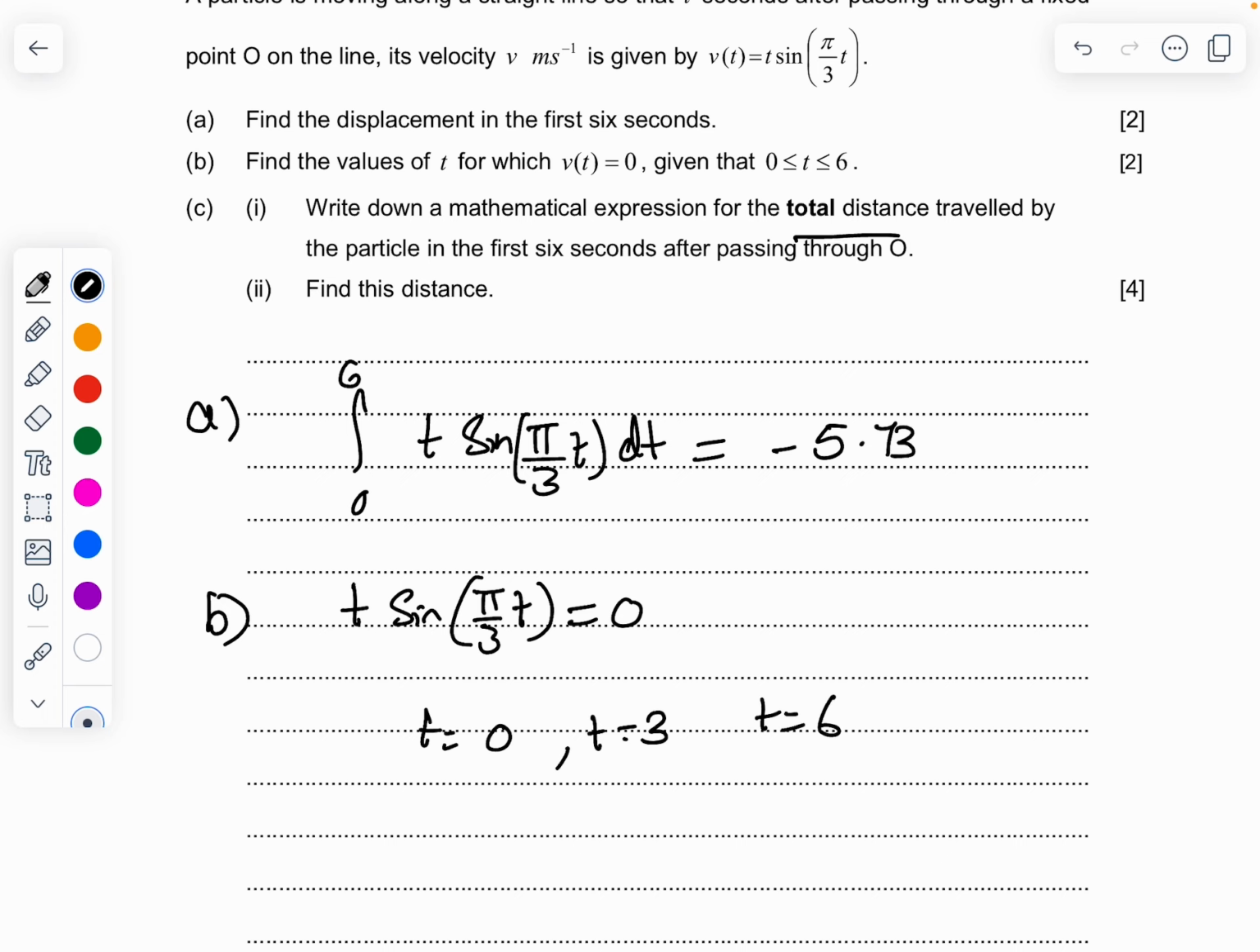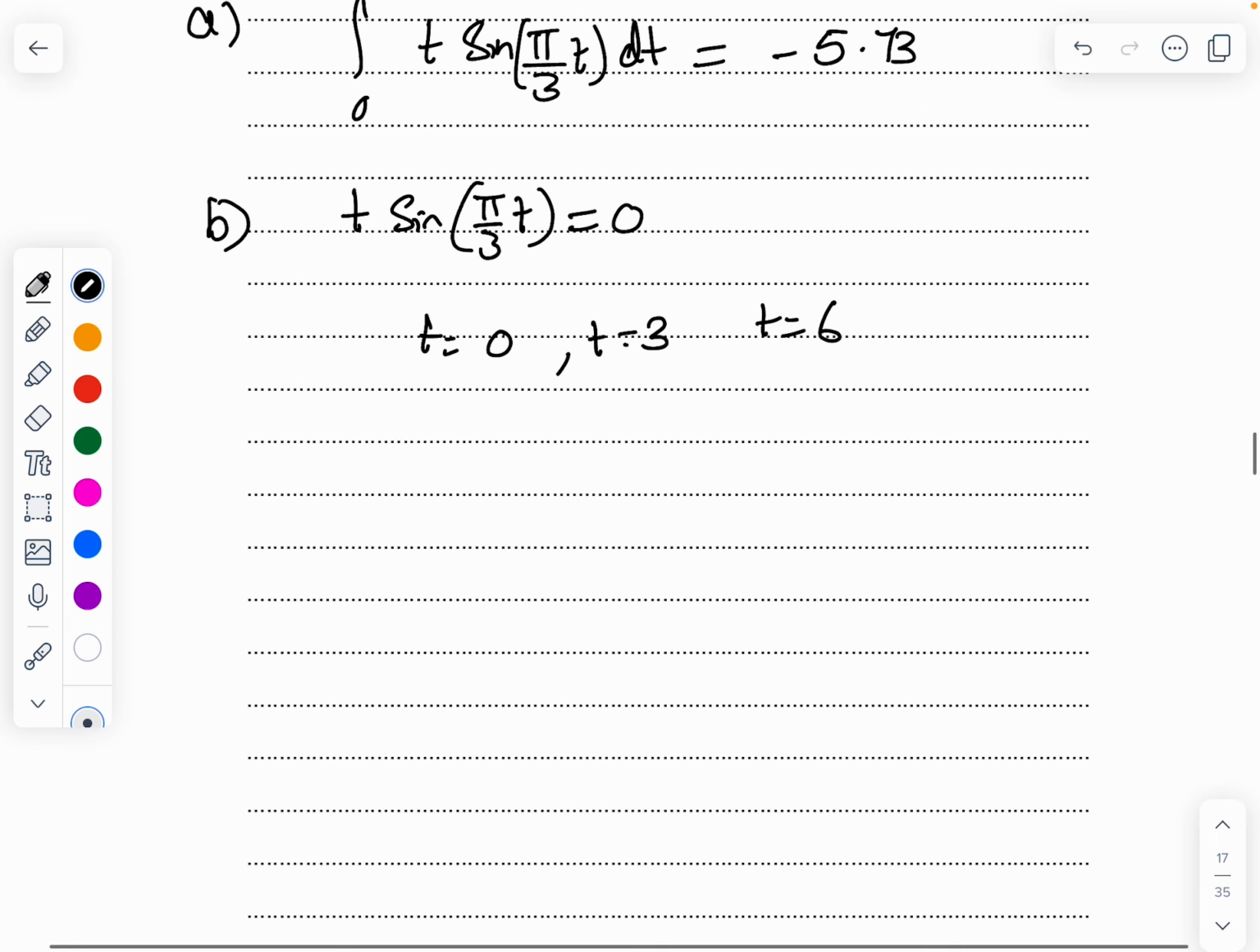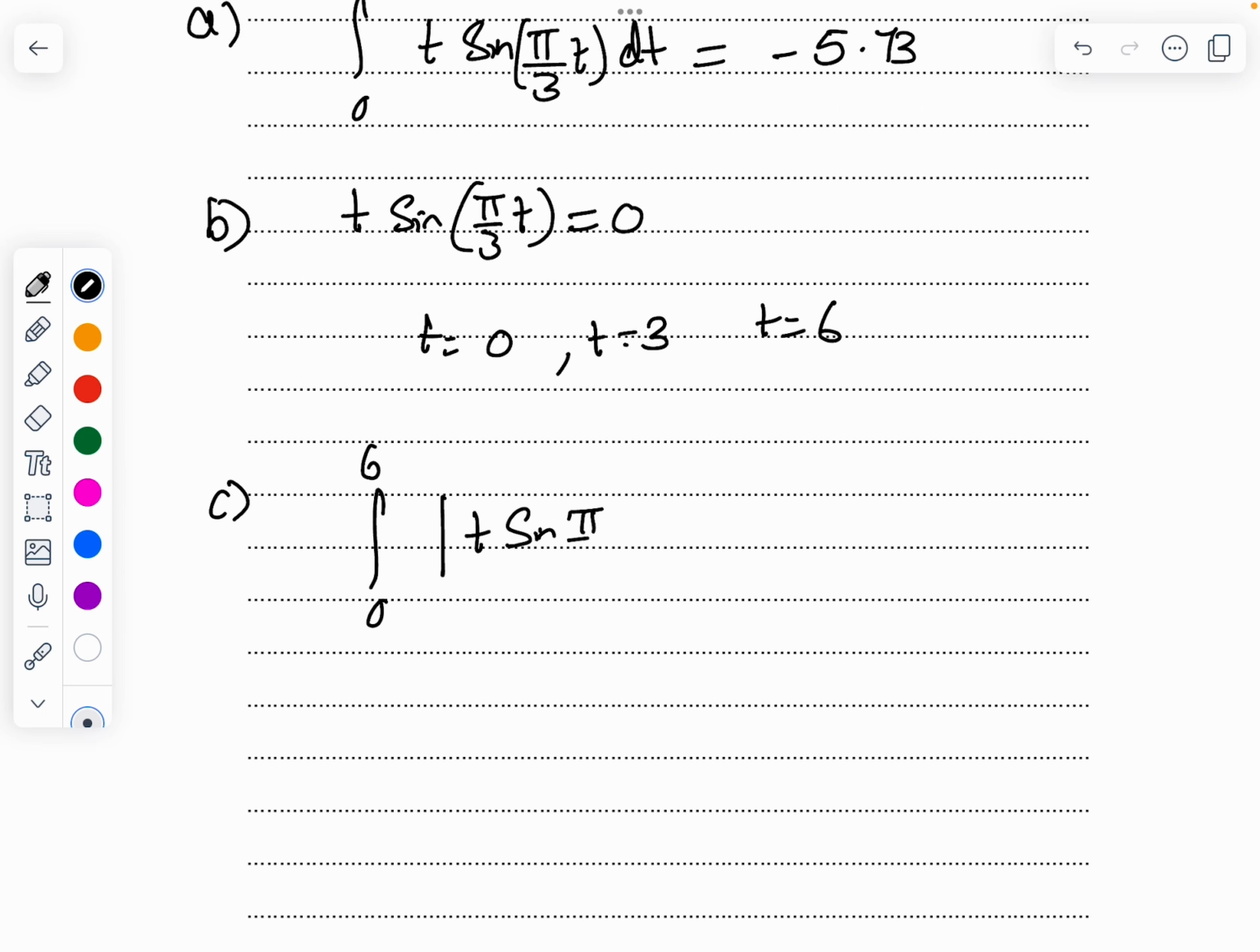Total distance traveled. Distance traveled is going to be nothing but what? Integral 0 to 6 of the absolute value of t sine pi by 3 t dt, and the value will be nothing but what? When you do it by calculator, 11.5 meters.